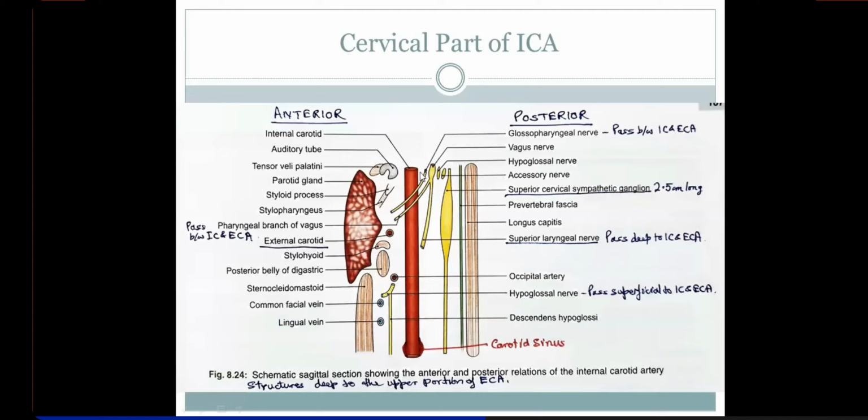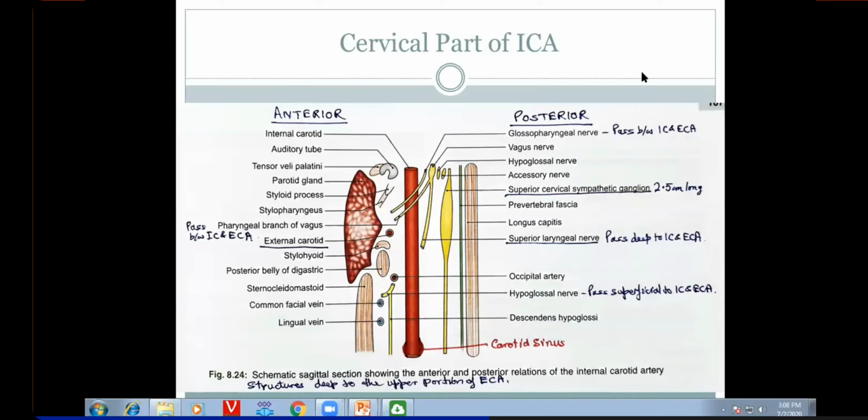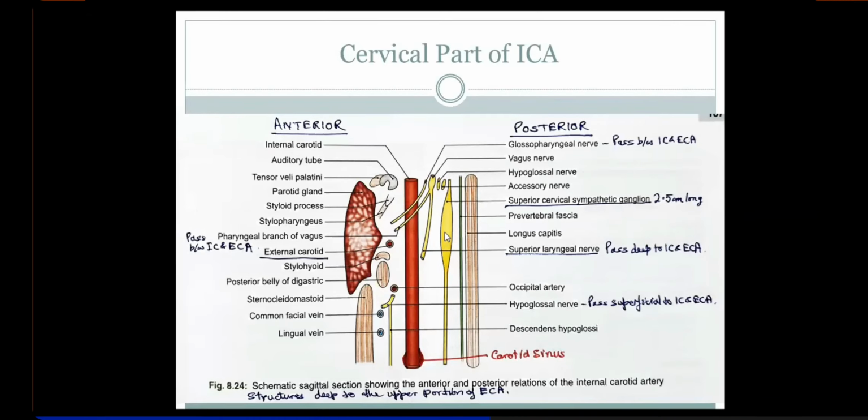What will be in posterior relation? Remember, this is covered by the carotid sheath. And in the early morning lecture, I told you that the sympathetic chain lies in posterior relation to the carotid sheath. So if this is covered by the carotid sheath, behind this will be the sympathetic chain, and this is the largest sympathetic ganglion, that is the superior cervical sympathetic ganglion, right? The superior cervical sympathetic ganglion is around 2.5 centimeters in length, thick. So that will be in posterior relation.